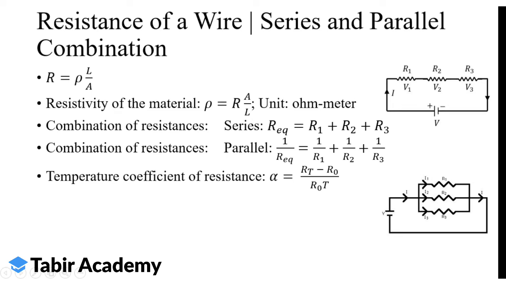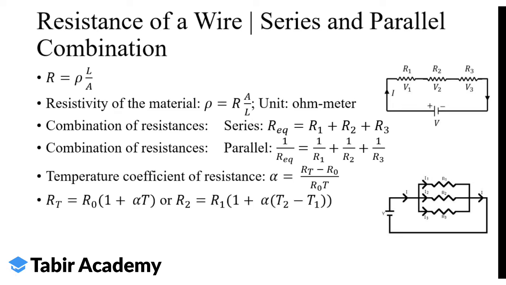We can use either the degree Celsius scale or the Kelvin scale. So over here, this RT is the resistance of the material at T degree C or T kelvins, and this R0 is the resistance of the material at 0 degree C. By rearranging this formula we can get RT equals R0 times (1 plus alpha T).